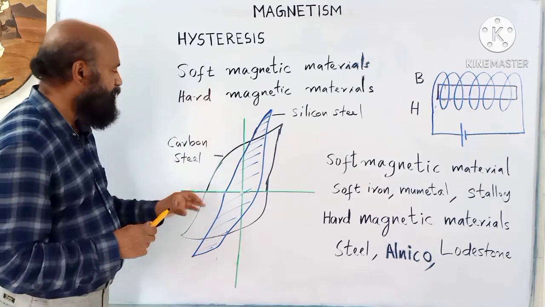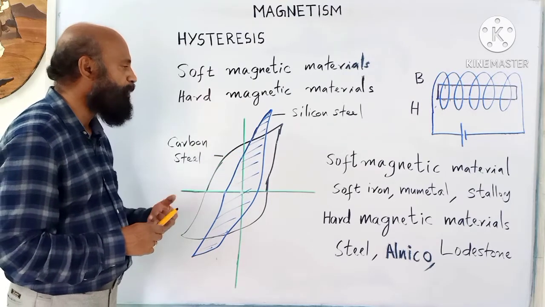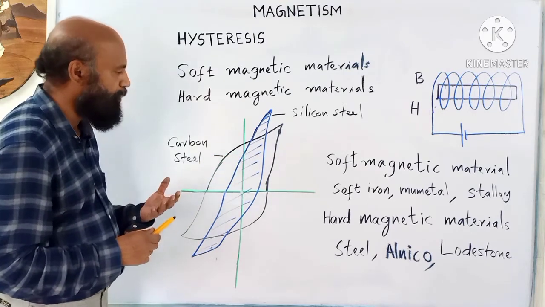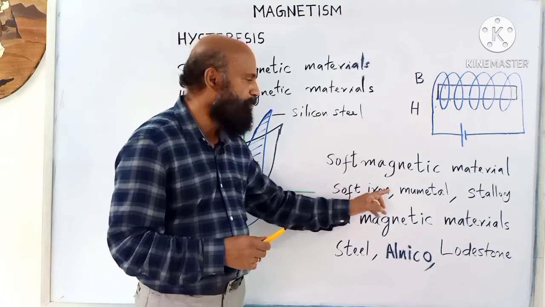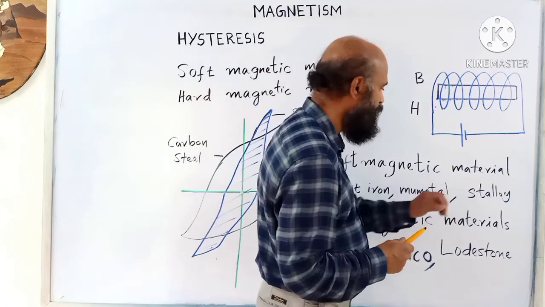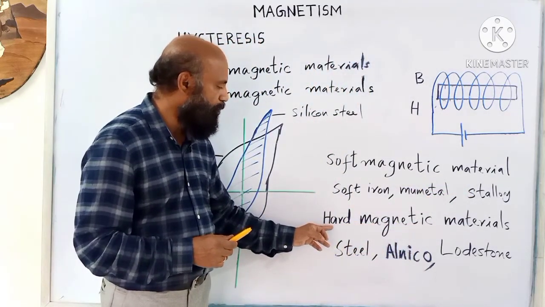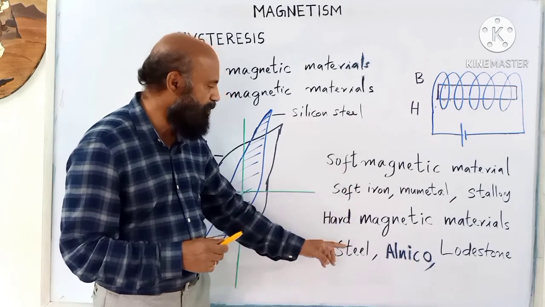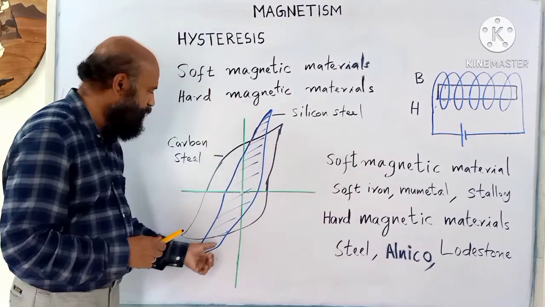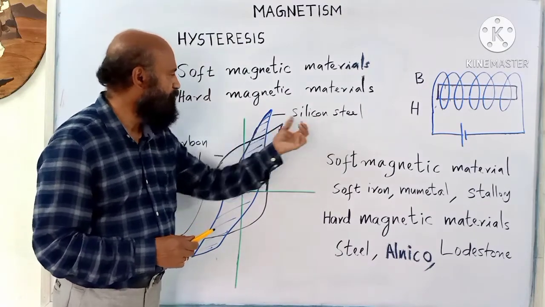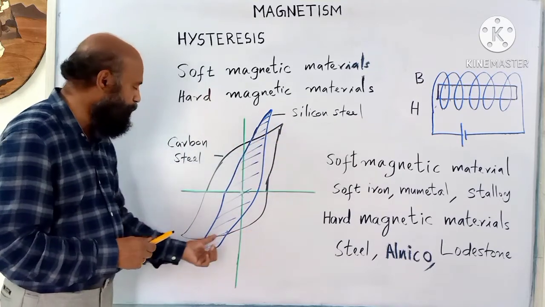But susceptibility is more for soft magnetic materials. That means soft magnetic materials can be easily magnetized. Examples for soft magnetic materials: soft iron, mu metal, and stalloy. For hard magnetic materials: steel, alnico, and lodestone. This graph is for silicon steel, so it's a soft magnetic material. This graph is for carbon steel.